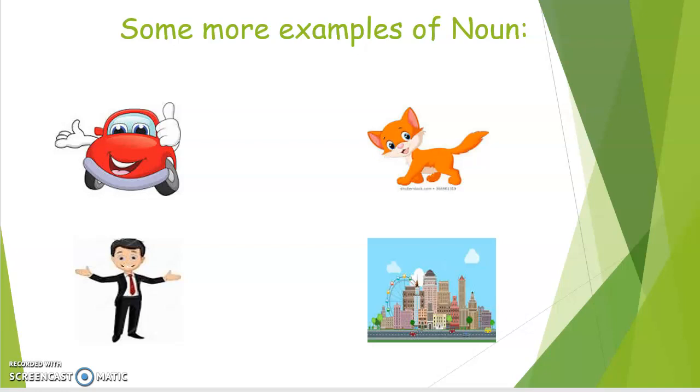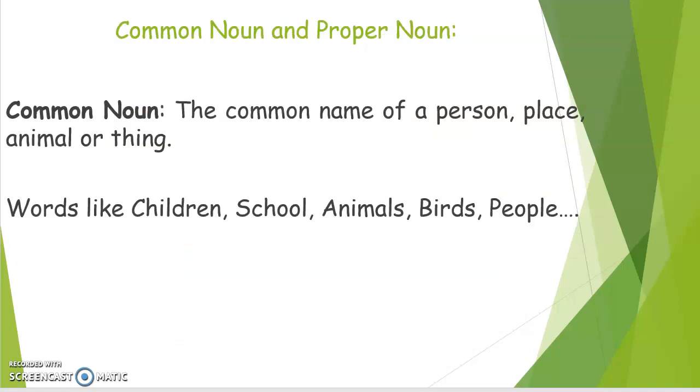Now, let's see the types of noun. There are basically two types, that is common noun and proper noun. Common noun, the common noun of a person, place, animal or thing, which means any name of a person, place, animal or thing in a common or in general is known as common noun, like words, children, school, animals, birds, people. These words we use commonly or we can say generally. Therefore, these words are known as common noun.